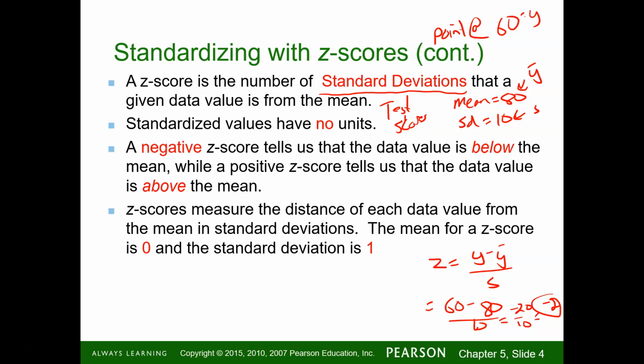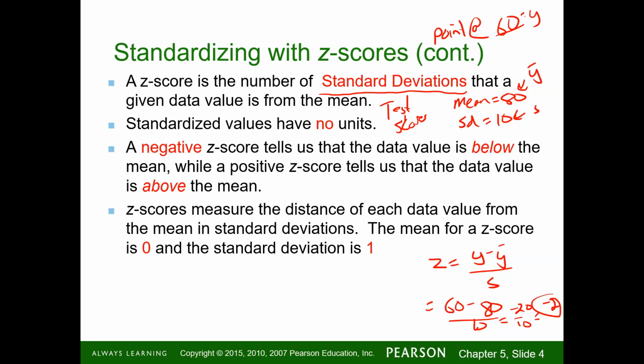So standardized values have no units to them. It's just standardized. A negative z-score, like the one we just calculated right here, tells us the data value is below the mean. It's lower than the mean. See, it's 60. That's lower than the 80, right? A positive z-score, see if I would have plugged in like 90 here, 90 minus 80 would have given me 10 over 10, it'd be 1. That means the data value is above the mean.